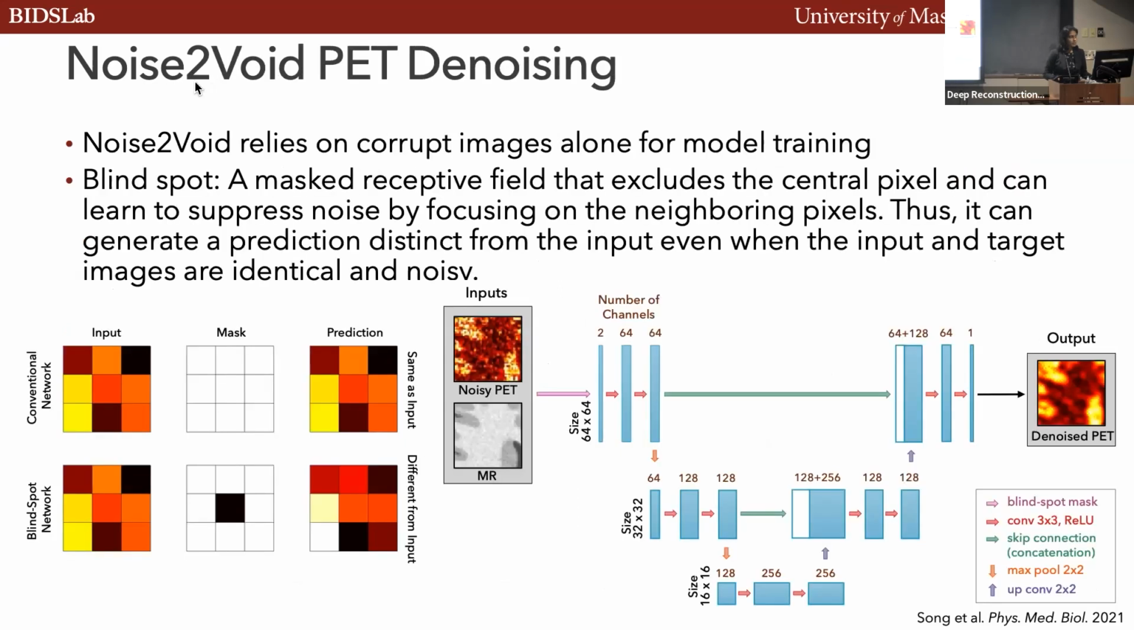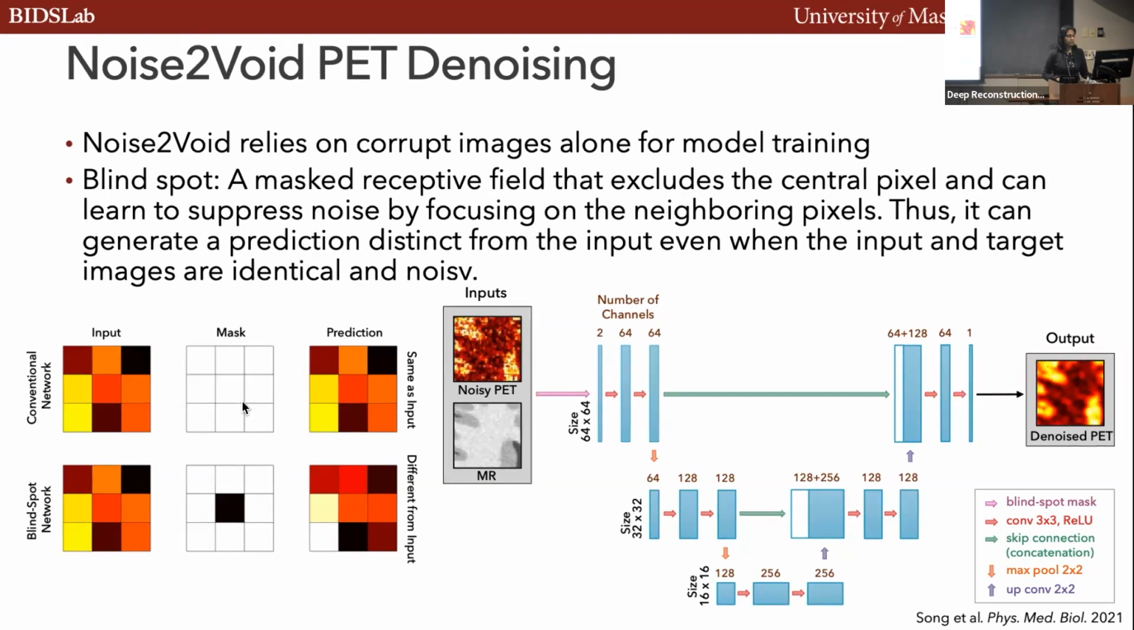And so we looked into this noise to void approach, which again relies on single noisy images for training. At its heart lies this blind spot idea, where we have a masked receptive field, which looks like this. Now, if you have no masking, which is the default when you're implementing convolutional layers, what would happen is your input and your prediction, just because there are just ones here, it's an identity operator, you're gonna get identical input and output here.